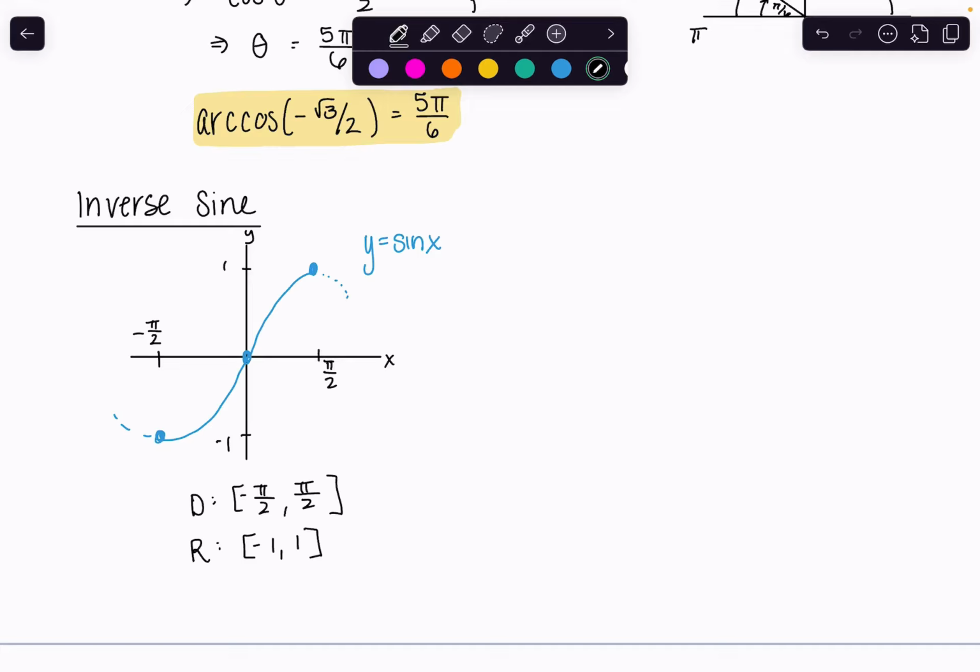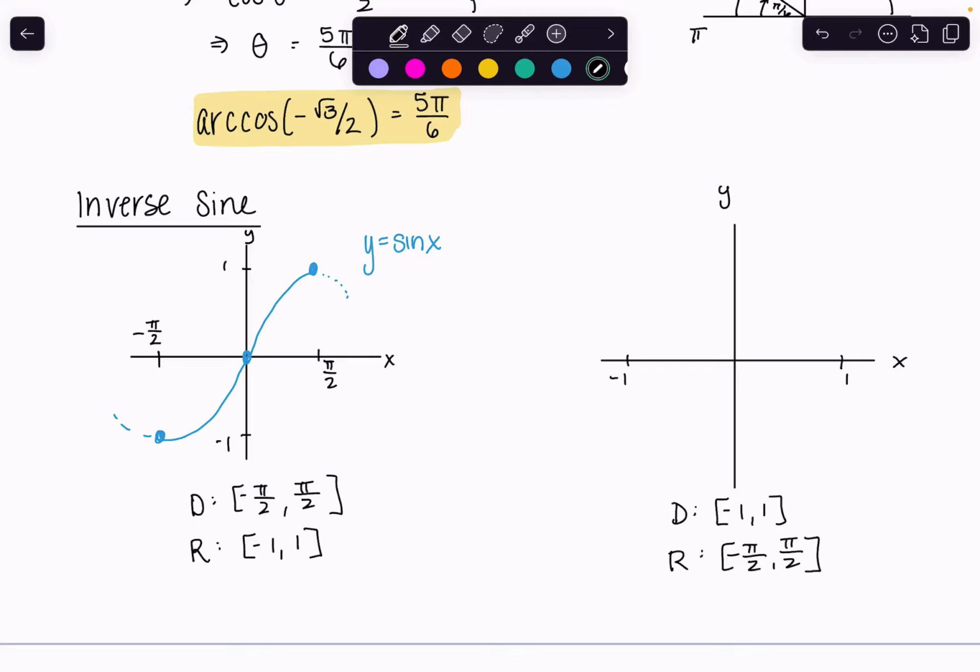So when we go to graph arc sine, those roles are going to switch. Now my x value is trapped between negative 1 and 1. And my range is going to be an angle from negative pi over 2 to positive pi over 2.